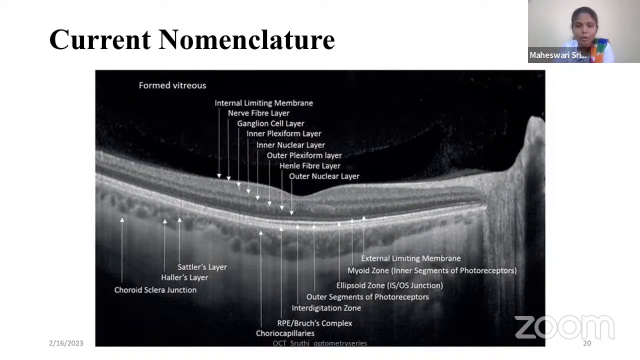So we can locate it properly. Yes, ma'am, that is why we perform OCT as well. To tell the defect position layer by layer, we use this nomenclature. The ellipsoid zone, myoid zone, and interdigitization zone are all very new. I mean, not very new, but they have just been added to the nomenclature.